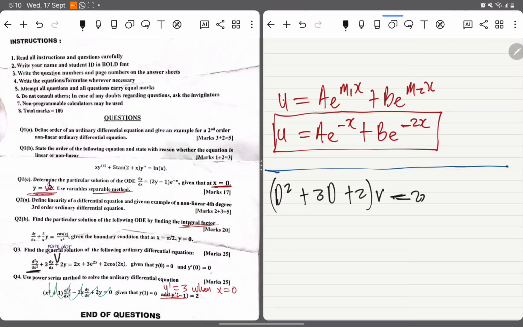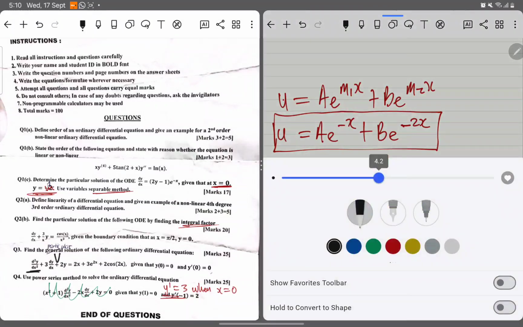What is on this other side? There is x squared plus 3e to the 2x plus 2 cos 2x. So this thing is the v. In other words, now we go on to our table.